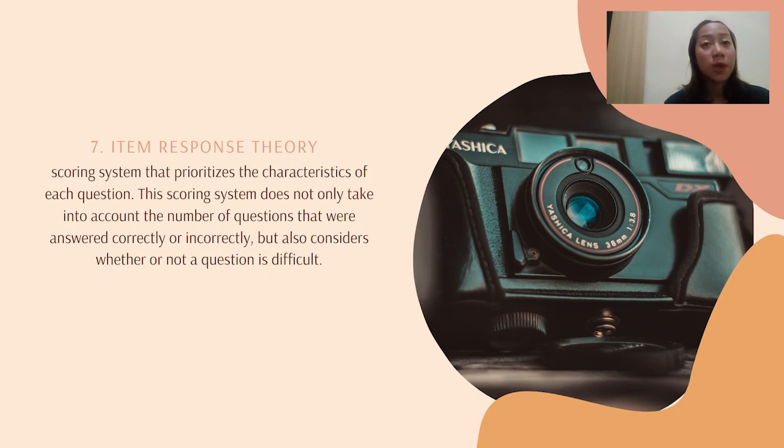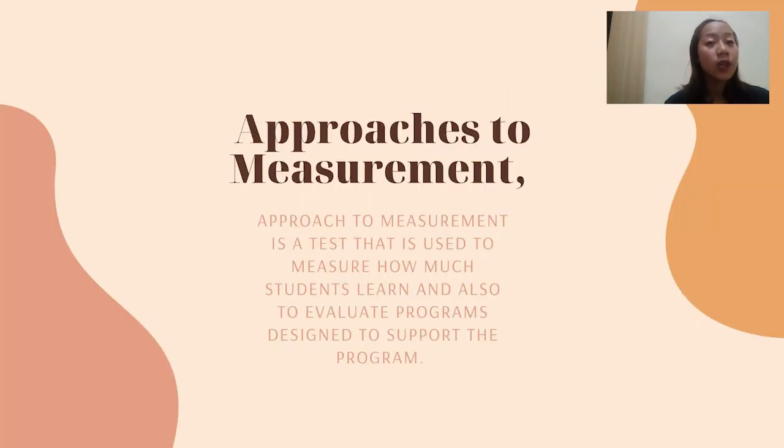In item response theory, there are three elements. The first is assumption of item response theory, and then the second one is advantage of item response theory, and the last one is the mathematics of item response theory. And then the next material is approach to measurement.